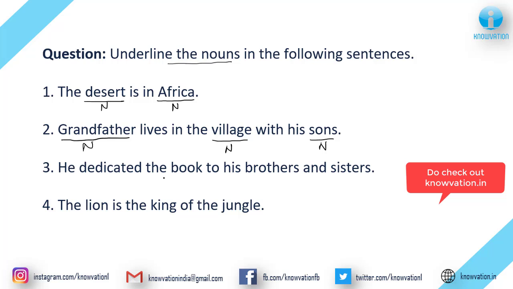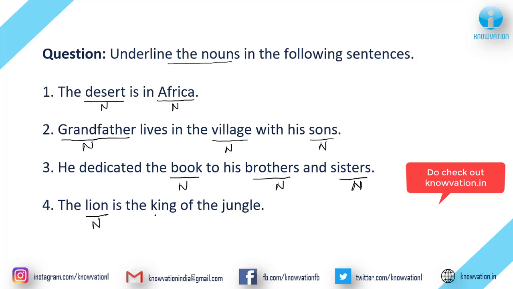He dedicated the book to his brothers and sisters. First of all friends, here book is a noun, which is a common noun for one particular thing, which is book. And then brothers and sisters, this is also a noun, common nouns, names of the persons or the people there. Then the lion is the king of the jungle. Friends, lion is the name of the animal, so it is a noun.